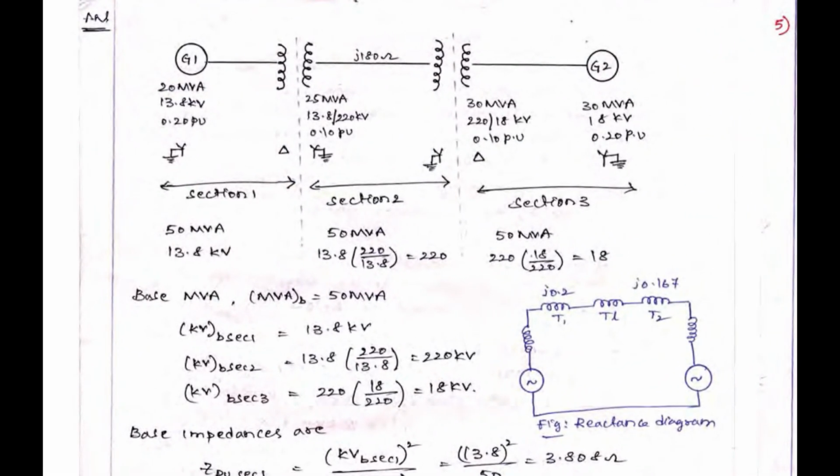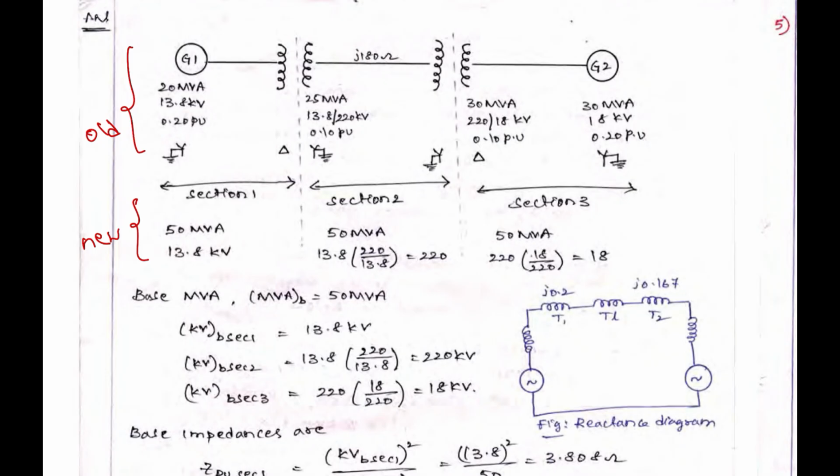So for the given system, you try to mark the zones or sections like this, separated by transformer windings: section 1, section 2, and here we are going to have section 3. So these are the old values and new values. In the diagram he has given the old values. So what happens when there is a device in section 1? The new values are selected as 50 MVA and 13.8 kV.